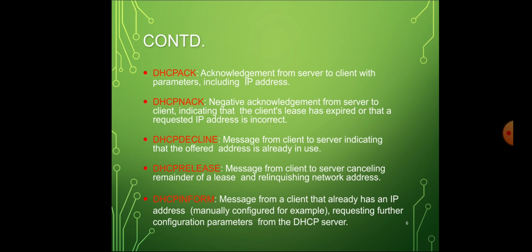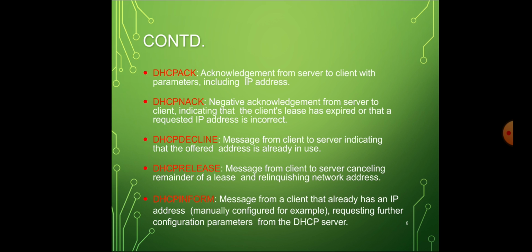Okay. Now DHCP decline, the message from a client to server indicating that the offered address is already in use. Okay, this is the message from client to server. Whatever the IP address you have assigned to me, this is already used by someone else. So at that time the client sends the DHCP decline message.